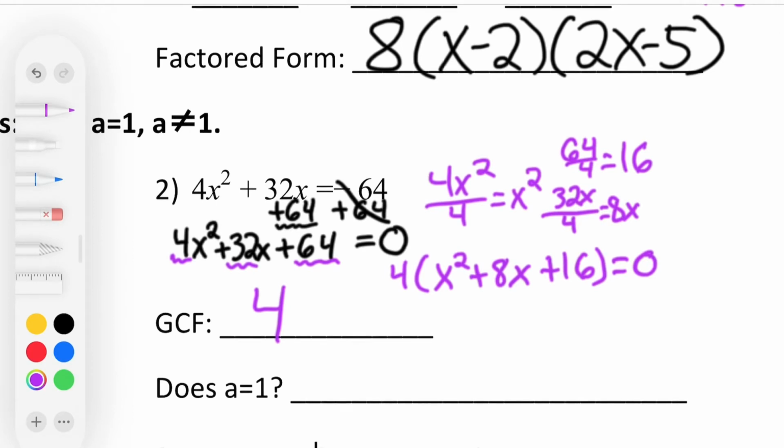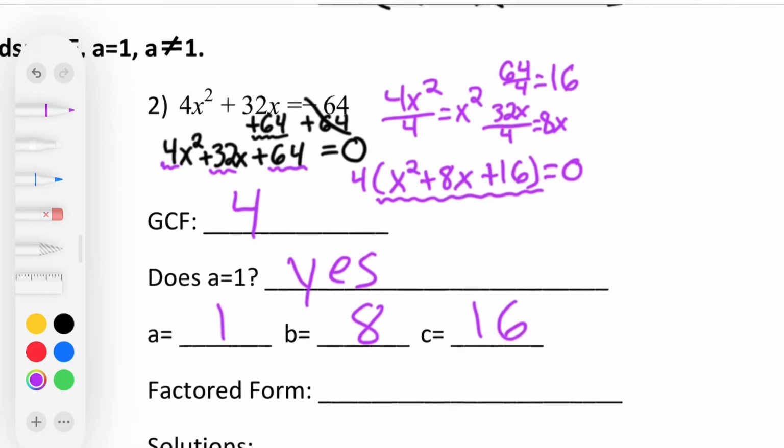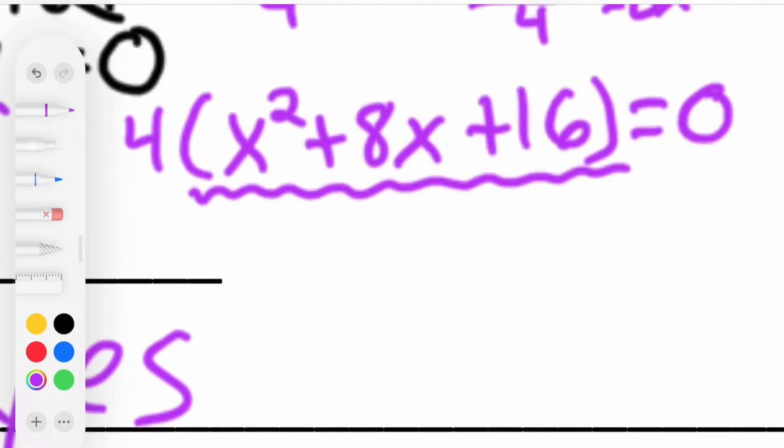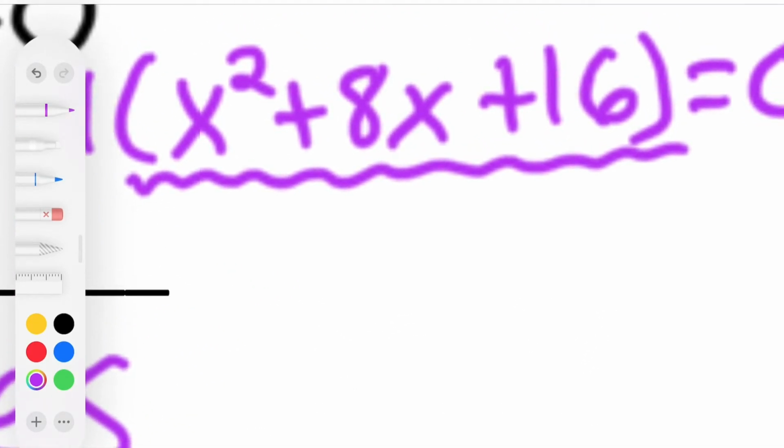Now, once we take care of our GCF, the next question is asking within the parentheses, does our a equal 1? Yes. And if you want to fill it out, you can, about the a, b, and c. But now we want to create our factored form. You can do this before or after you factor what is in the parentheses. Either way, you're going to have your GCF out front, and then you're going to have 2 sets of parentheses. So let's figure out what our factored form is going to look like within these parentheses.